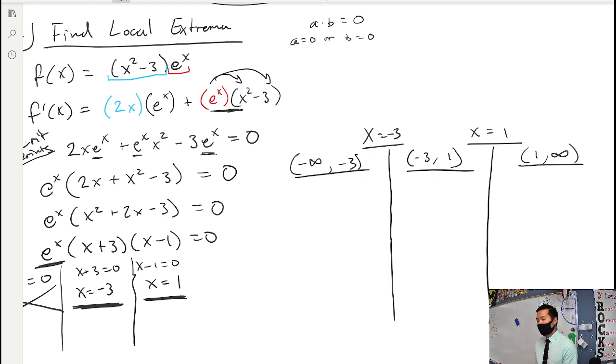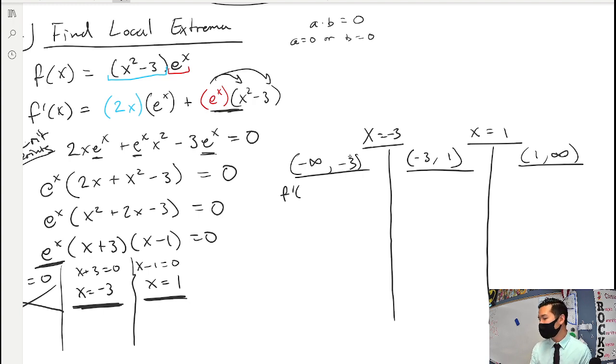Now, the question originally asked us to find the local extremas. I need to find out where my max and my mins are. These are possible max and mins, right? x equals negative 3 and x equals 1. But in order for me to guarantee that it is a min or a max, I need to see the derivative change signs. So I need to go evaluate what the derivative is on these intervals.